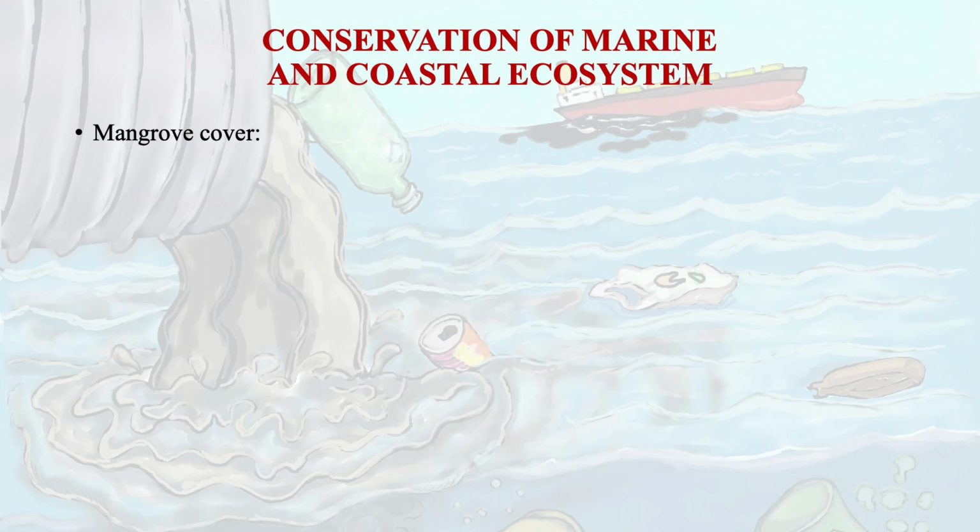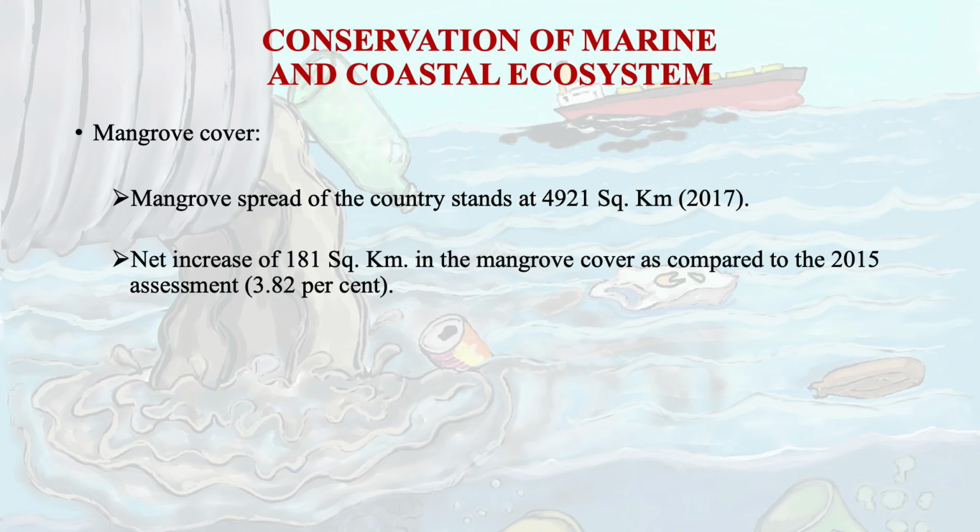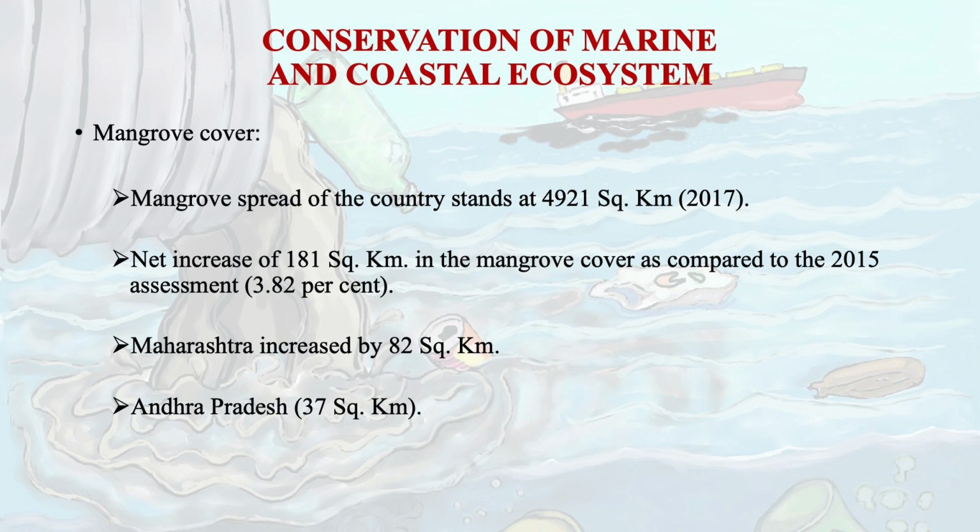And if you look into the mangrove coverage, as of 2017, the mangrove spread of the country stands at 4,921 square kilometers, and there has been a net increase of 181 square kilometers in the mangrove cover as compared to the 2015 assessment, which is roughly an increase of 3.82%. Area-wise, mangrove cover in Maharashtra increased by 82 square kilometers, Andhra Pradesh by 27 square kilometers. In terms of percentage, Karnataka increased about 100%. So it is encouraging to see progress in this direction.